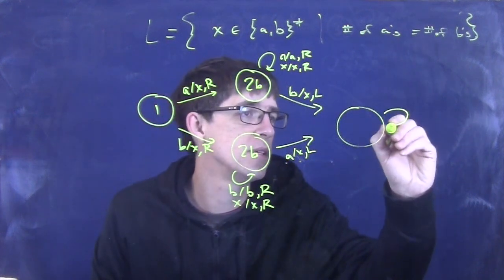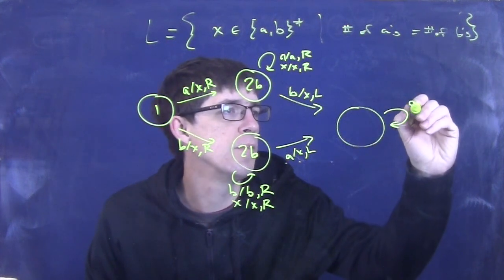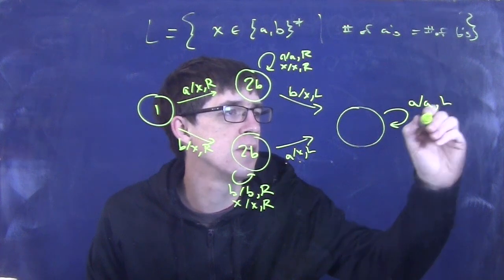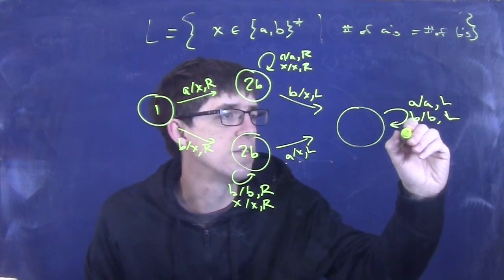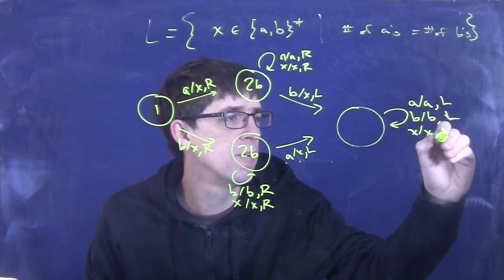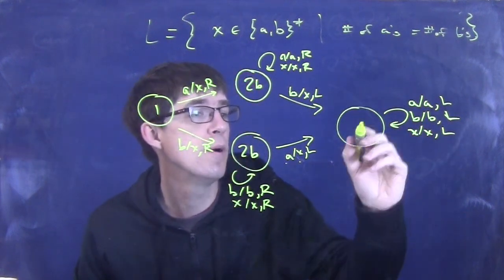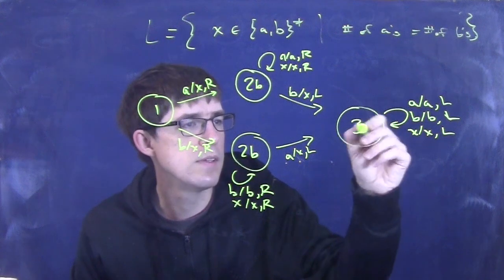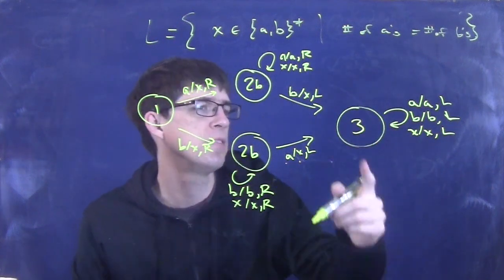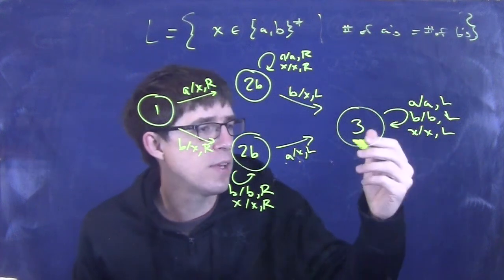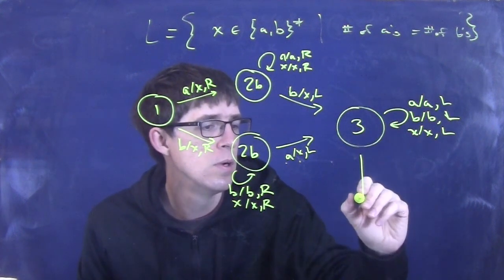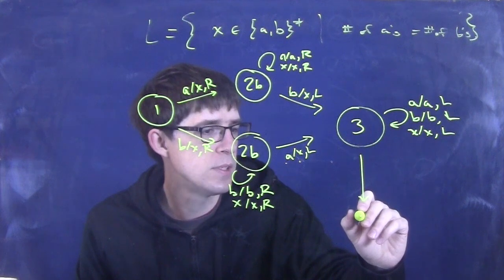So this one, I'm going to make it go all the way to the left until we hit a blank. So that would say, do this. I'm moving to the left through any A's. So A, A, L, B, B, L, also through X's, X, X, L. You don't have to give them numbers if you don't want to. This will be my third state, obviously. And then once I get all the way back to a blank, I'll go into a fourth state.